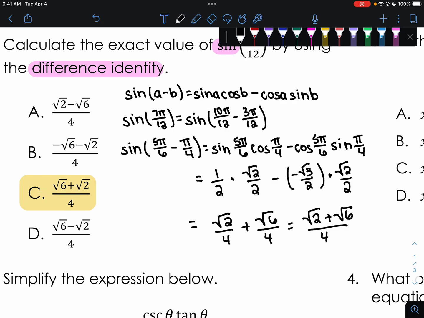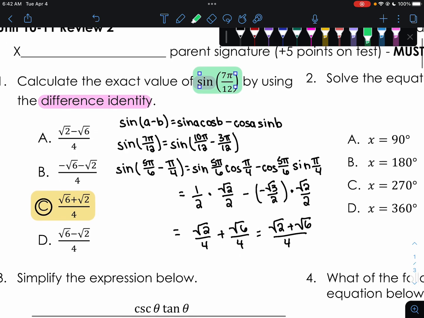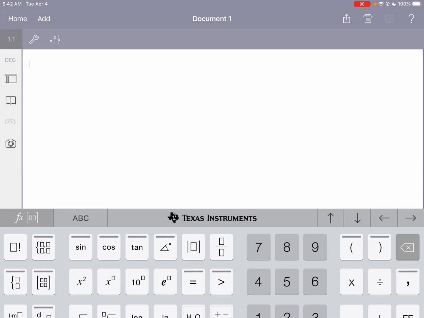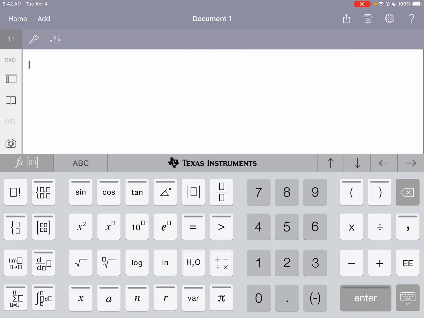Now, if you're not sure, how can we use our calculator to help us? Well, we are going to type this into the calculator, making sure that we type it in radian mode. So I'm going to switch over my calculator, go to my settings, and make sure that I have it in radian mode. And again, you need to know how to do this, because when it comes to the test, I will not be helping you. So we have sine of 7 pi over 12, and we get this decimal.